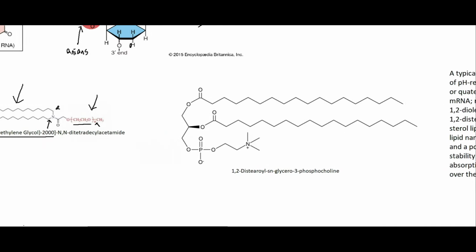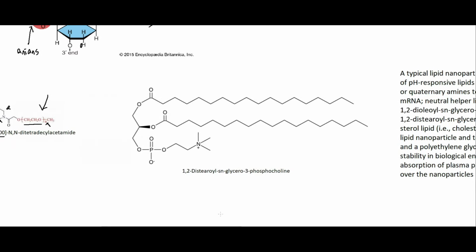Then we also have this lipid here, and the business end of this is that it has this group right here, which, as you can see, has a negative part and a positive part. That is what's called a zwitterion, when it has two full charges that are opposite charges of each other.